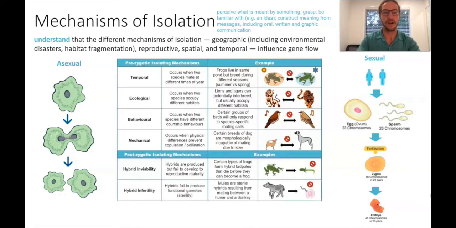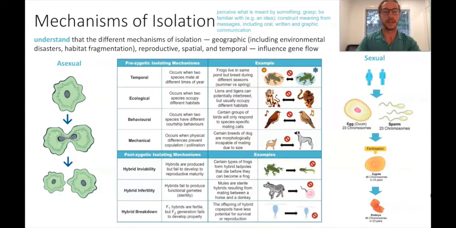Next, we have hybrid infertility, and it's hybrids that fail to produce functional gametes. So the classic example is when a horse and a donkey mate. They produce offspring, the mule, but the mule is unable to produce its own offspring. It's said to be sterile.